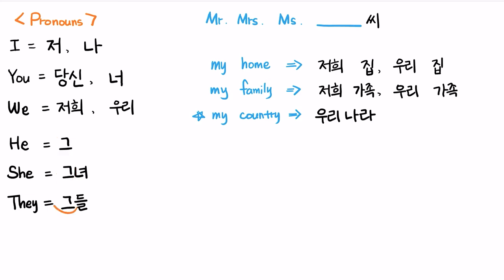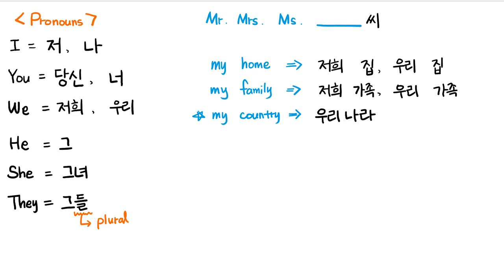Aha, we can see some same kind, right? 그. So imagine 그 as one person, a male, and 그녀 like a female, right? Like he, she, you're just adding s in front. 그녀 means woman, right? And then 그들. So 들 is actually a plural form. So more than one man. So that's why it's 그들.